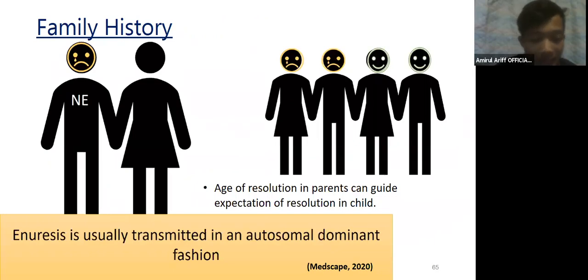The other important thing that we need to ask about is the family history, where we ask whether the parents had childhood enuresis or not, because enuresis is usually transmitted in an autosomal dominant fashion. If the parent had childhood enuresis, the child will have a higher risk of getting enuresis. And if the parent did have childhood enuresis, you need to ask at what age it resolved in the parents, because this can guide expectation for resolution in the child. So that's about family history. Next.